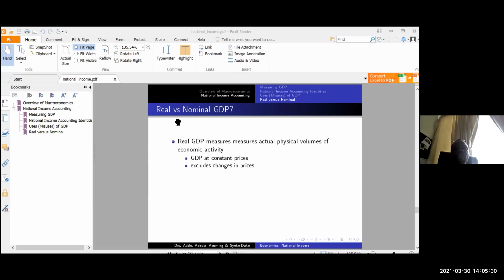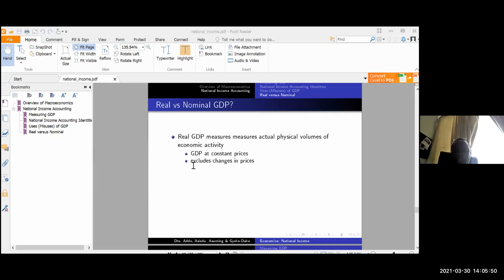Why do we say that all the analysis has to be based on real GDP? Okay, nominal GDP, but on real GDP. We are economists, so we are very interested. Fine, we want to know the nominal GDP today, but in real terms, how much is it? So what do we mean by real GDP? Real GDP measures actual physical volumes of economic activity.